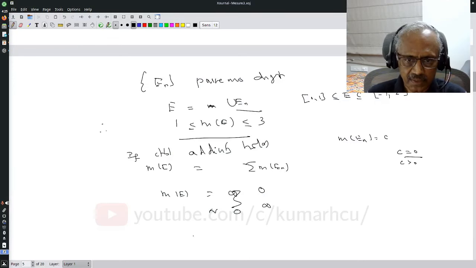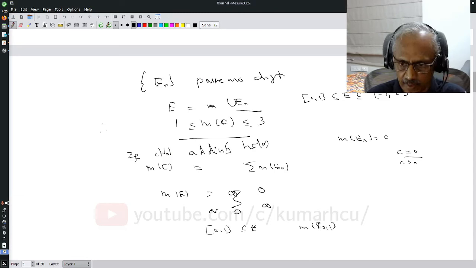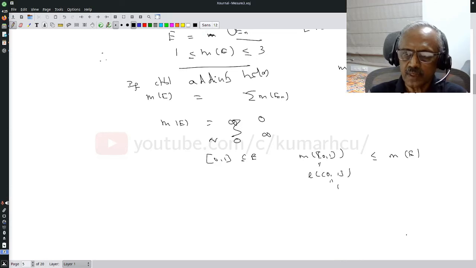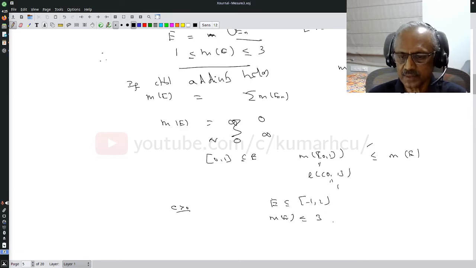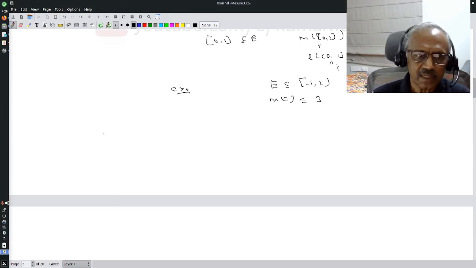Now what is the contradiction? Since [0,1] is contained in E, the measure of [0,1], which is the length of [0,1], is equal to 1, and that should be less than or equal to the measure of E. So, if C is positive, this will be a true statement. But on the other hand, if C is positive, then E is contained in [-1,2], therefore the measure of E should be less than or equal to 3 by the same reason. But we know if C is positive, the measure of E is infinite. So that's a contradiction, right? And if I assume it is 0, then it's also a contradiction, because if the measure of E is 0, then this will be 0, but this will be 1. Do you see that?